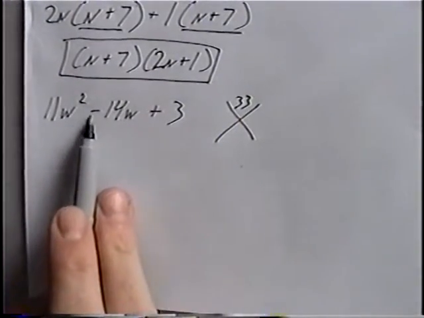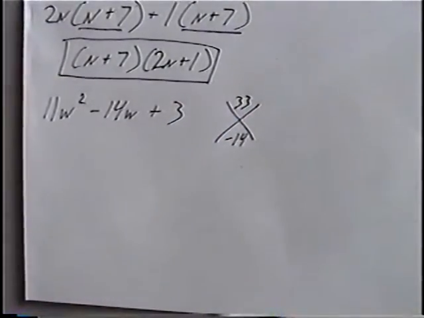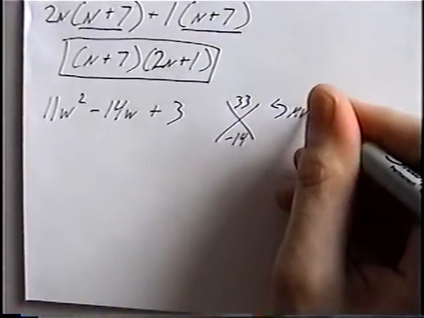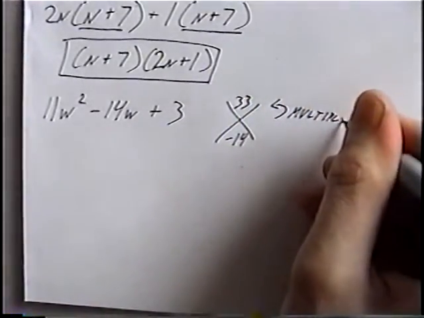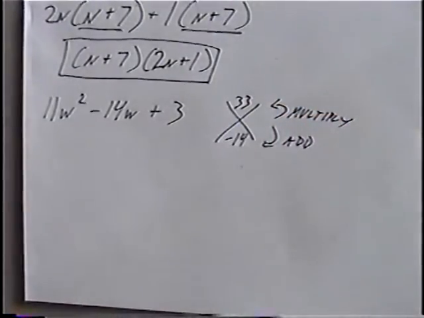The middle number 14 does have a negative sign, so it would be negative 14. And again, we want to find two numbers that multiply to get 33, and the same two numbers add to get negative 14.